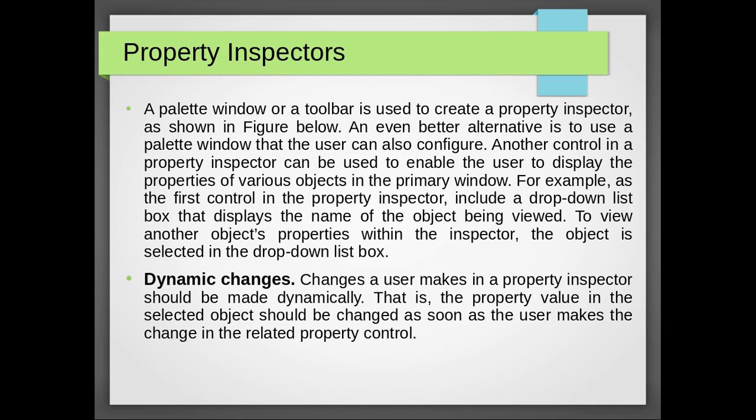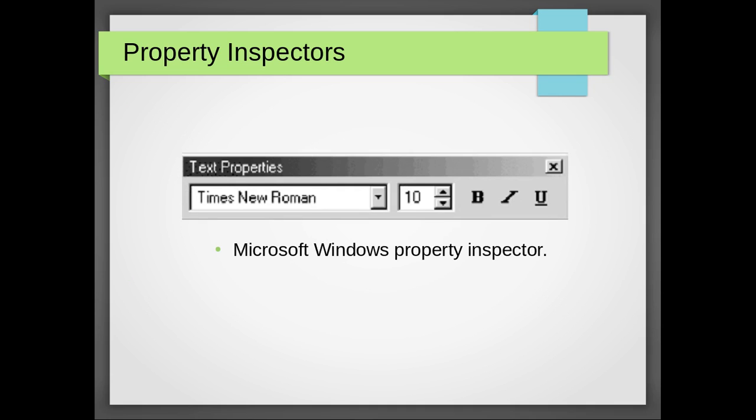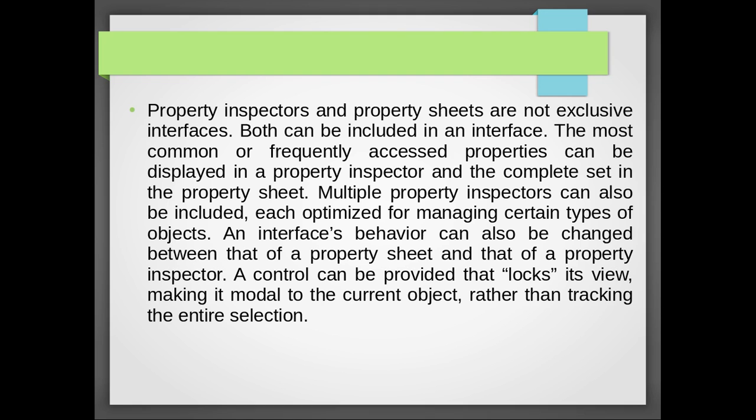Okay. Changes a user makes in a property inspector should be made dynamically. That is, the property value in the selected object should be changed as soon as the user makes the change in the related property control. The next example is here, text properties, a property inspector.